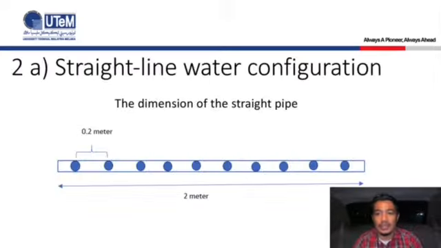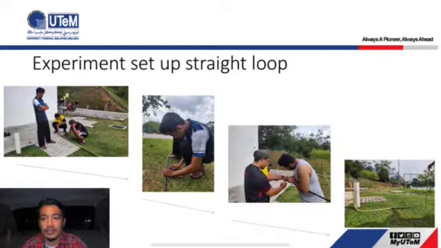For the straight line water configuration, we use a 2 meter pipe and make 10 holes. The distance between the holes is 0.2 meter. For the experiment setup of the straight line configuration, we set up our experiment as the picture shows.